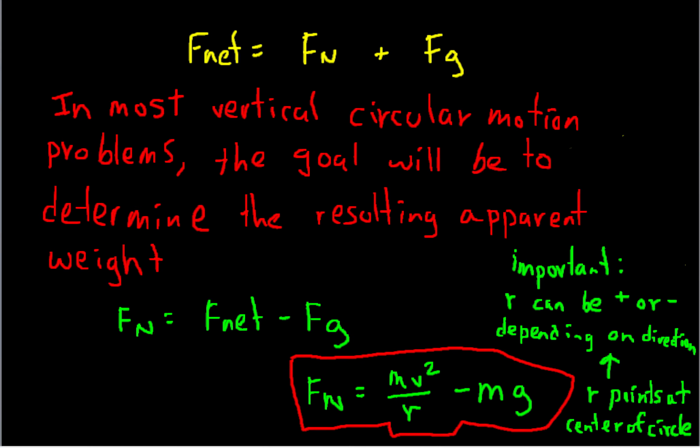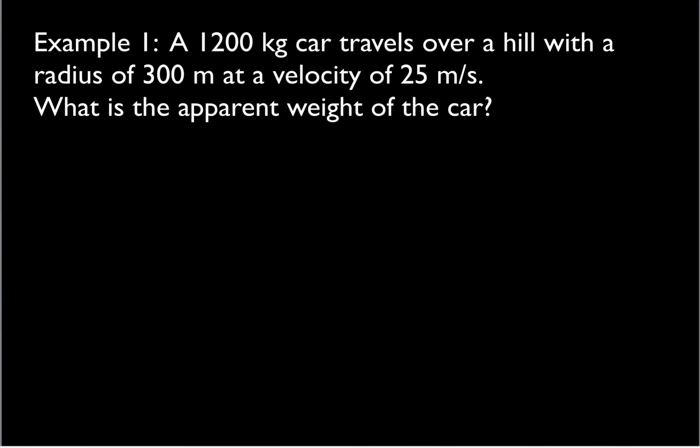Let's look at our first example. We're going to look at the first situation where an object is traveling over the top of a hill. Example 1. A 1,200 kilogram car travels over a hill with a radius of 300 meters at a velocity of 25 meters per second. What is the apparent weight of the car?